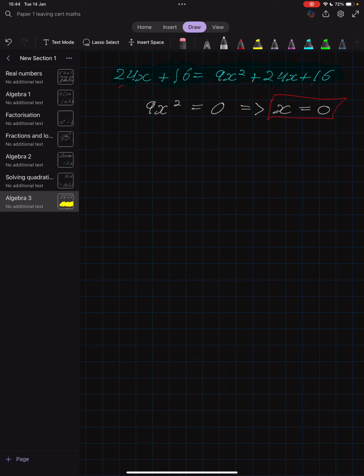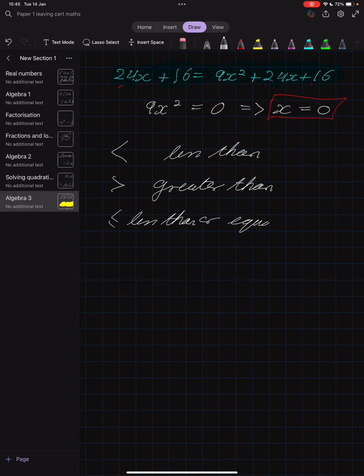Okay, so now you have inequalities. So what is an inequality? An inequality is just a statement. This is less than. This is greater than. This is less than or equal. And this is greater than or equal. Okay?